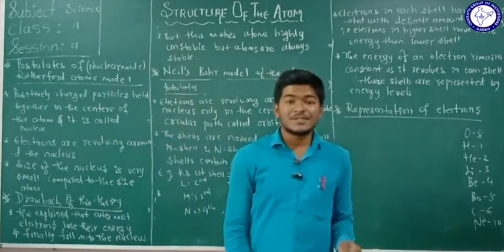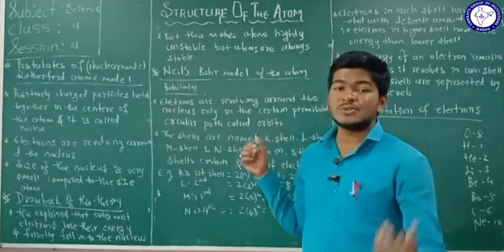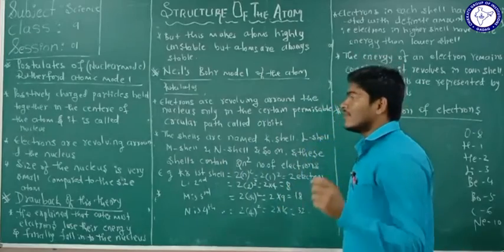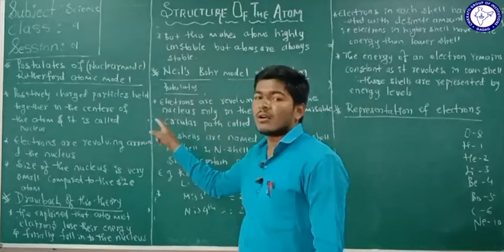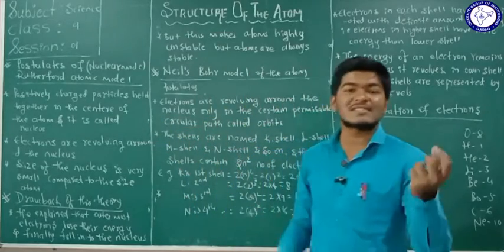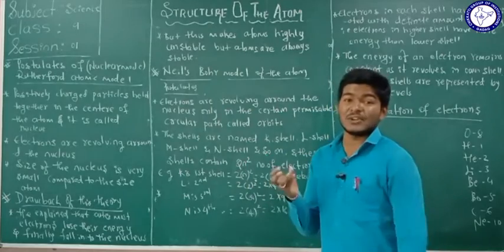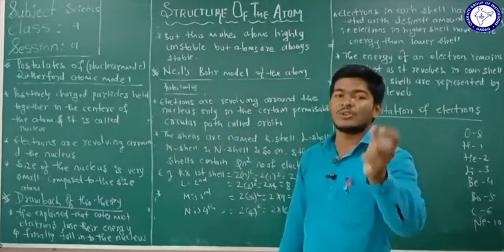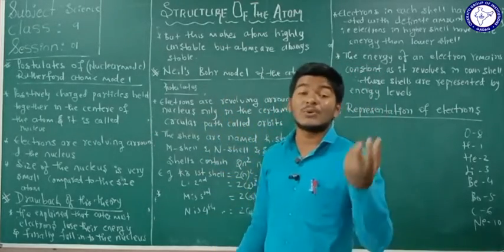From the observations and conclusions of Rutherford, he comes to explain the postulates of his atomic model. The Rutherford atomic model is also called the nuclear model. Why? Because he was the first scientist to say that there is a nucleus present in an atom. Therefore, the Rutherford atomic model is also called the nuclear atomic model.